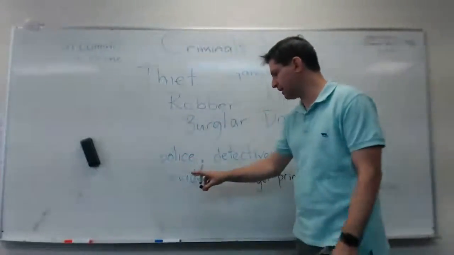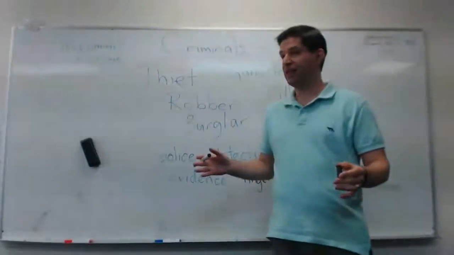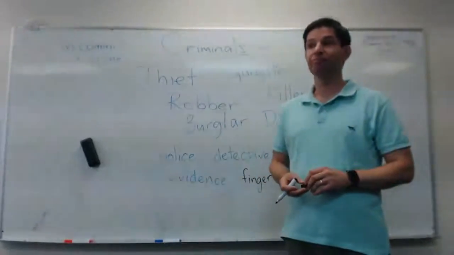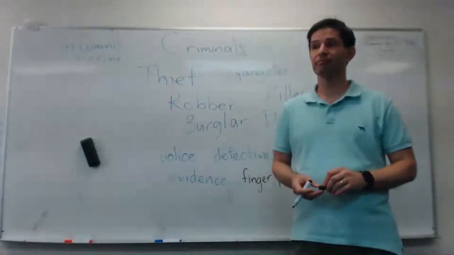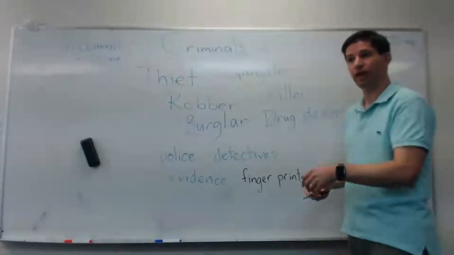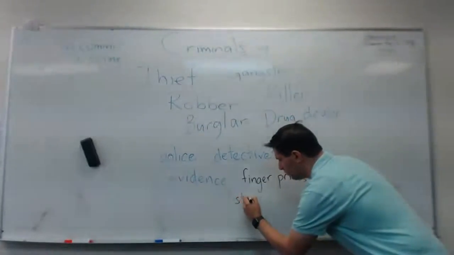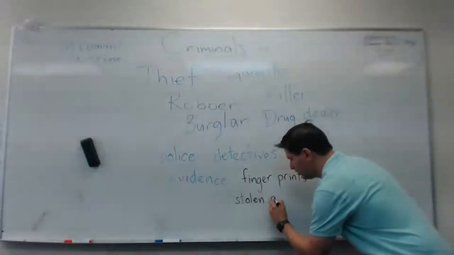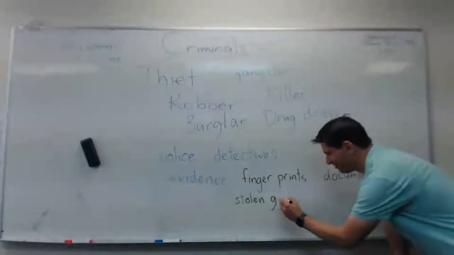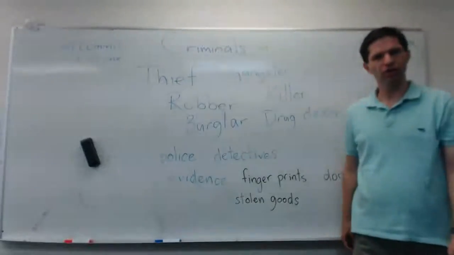What do you think detectives or police might be looking for when they go to a place where a crime has been committed? The item they have stolen from the other person. Okay, all right. So evidence could be the actual item, right? So items that have been stolen. We call them stolen goods. Right. Stolen goods. Yeah, that's right.